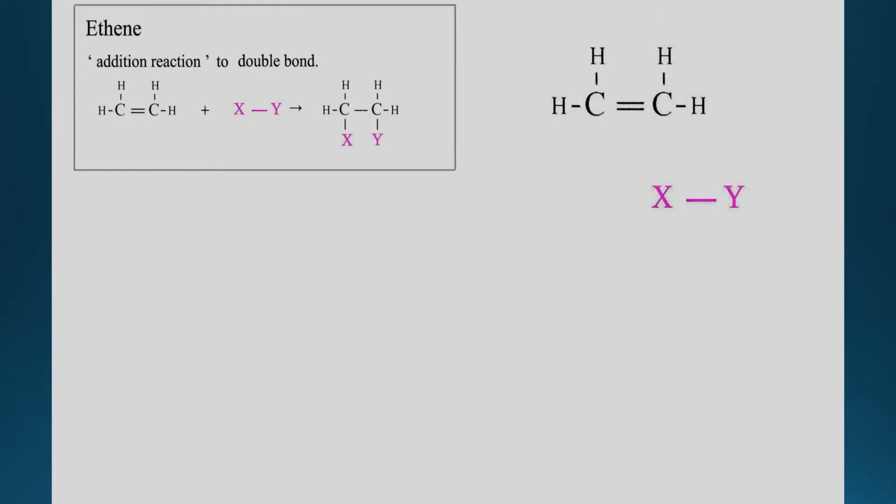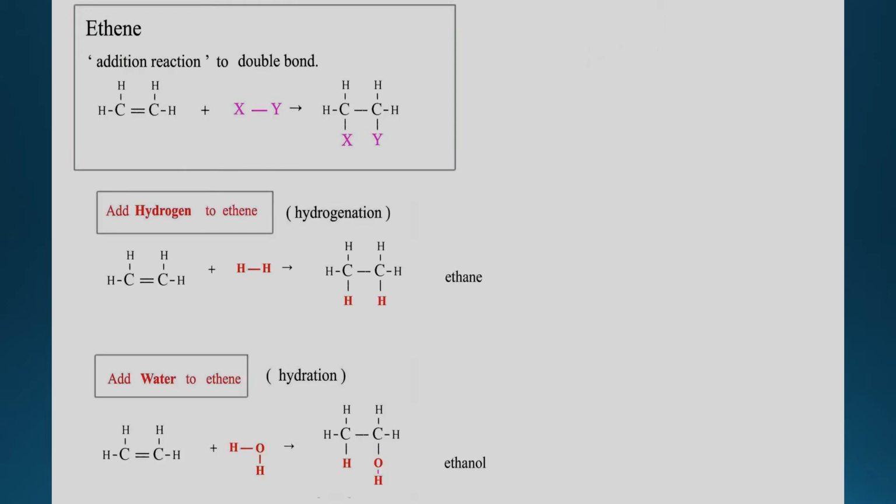Now let's show. In ethene, you have a double bond. And this double bond is reactive, and it can open up and break. And then it can form the product as follows. And now they become a new product. Now let's look at more examples.